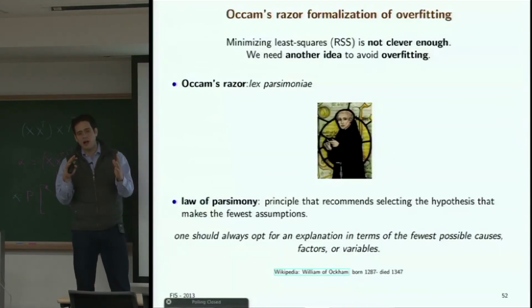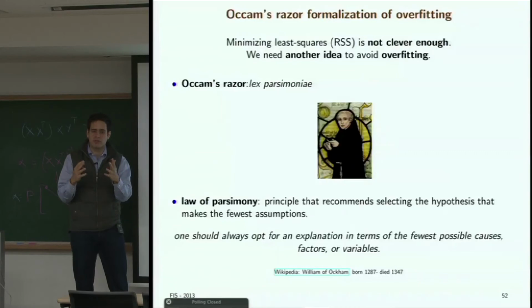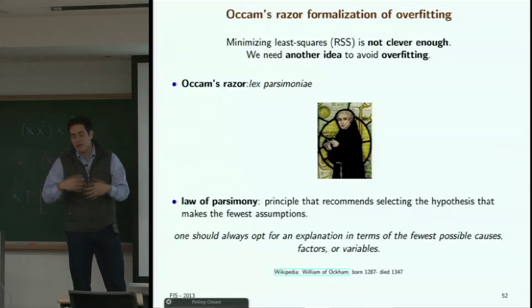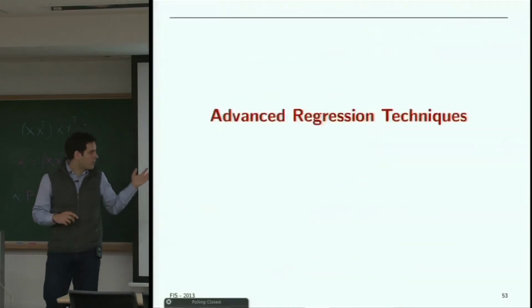So to counter this influence, we need another idea, which will insist on the fact that, okay, we want to have a good fit, but we don't want it to be too complicated. We don't want too many variables. And there's many formulations of this. So this is Occam's razor. I will give you a few ideas here.